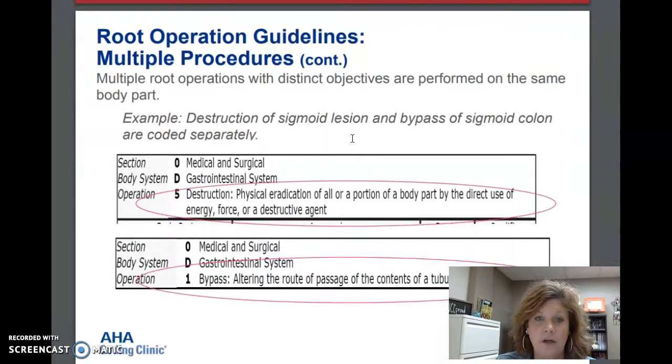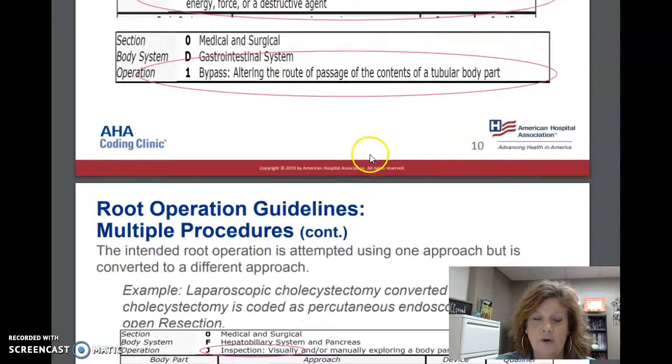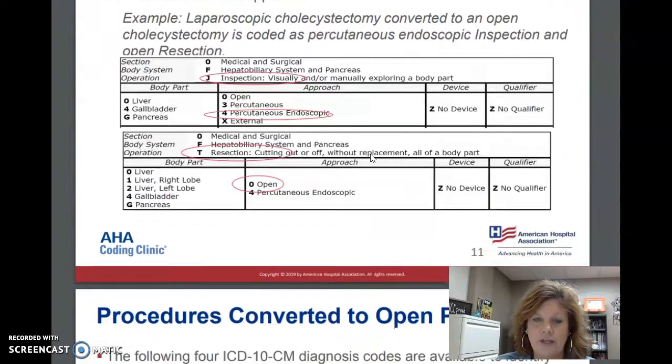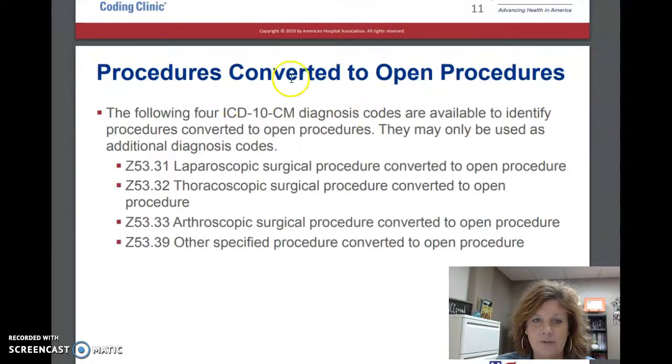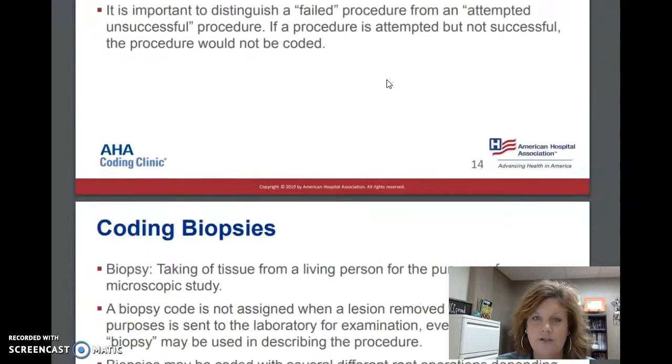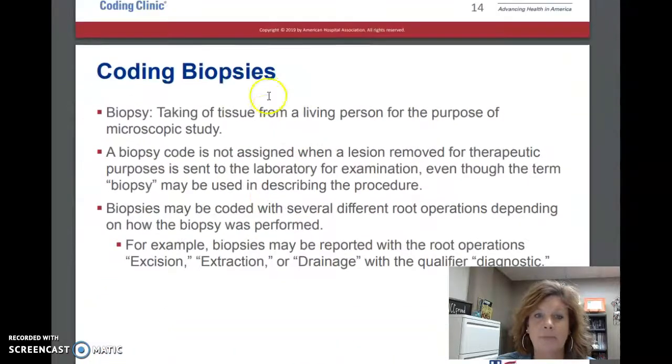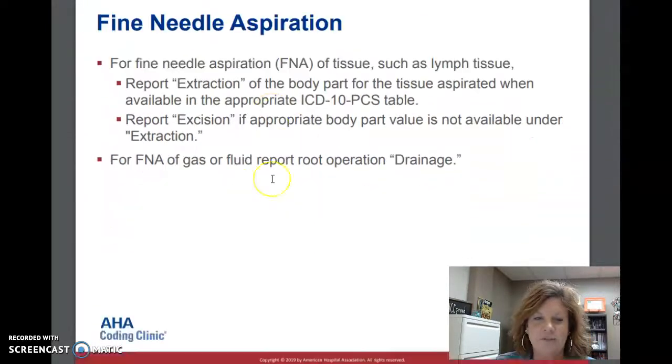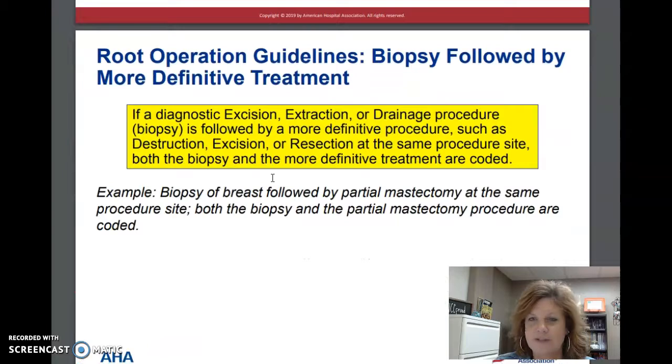Let's go here. Root operation guidelines. Multiple root operations with distinct objectives are performed on the same body part. Okay, so basically, make sure you go through the guidelines, especially procedures converted to open procedures. I want to get to the actual, again, biopsies are important. Just reading through this, I'm going to have you, because again, I don't go through these even in the classroom.